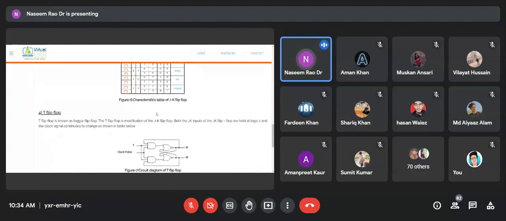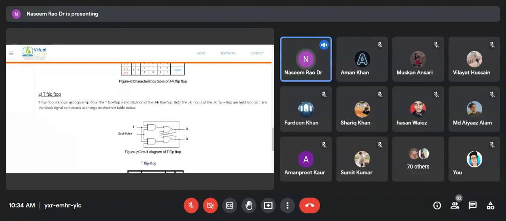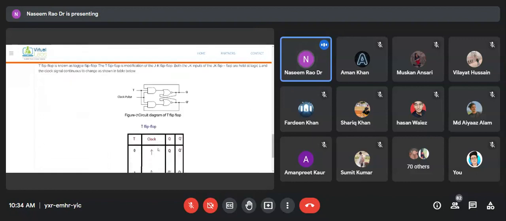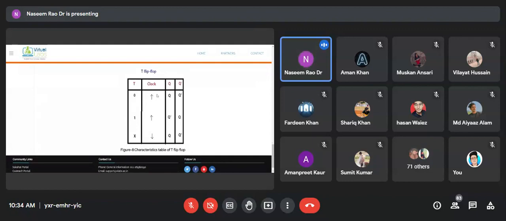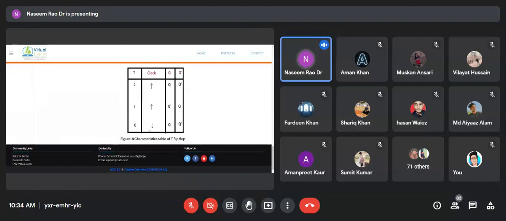And next is the T flip-flop, known as the toggle flip-flop. T means toggle, and the T flip-flop is a modification of the JK flip-flop. Both JK inputs of the JK flip-flop are held at logic 1. The clock signal continues to change, as shown in this figure. So this is the circuit diagram of the T flip-flop. T is 0. At the rising edge of the clock, Q and Q bar, and this is 1. There are two states, 0 and 1. There are two inputs here.